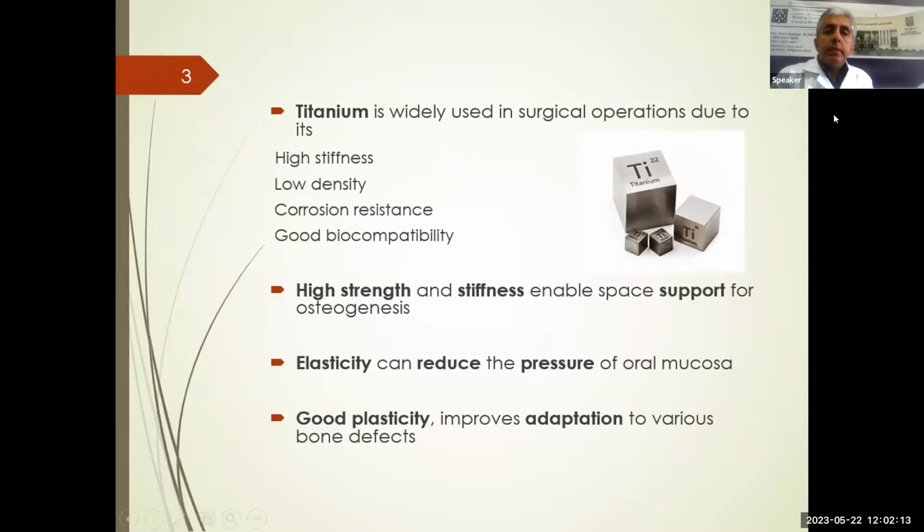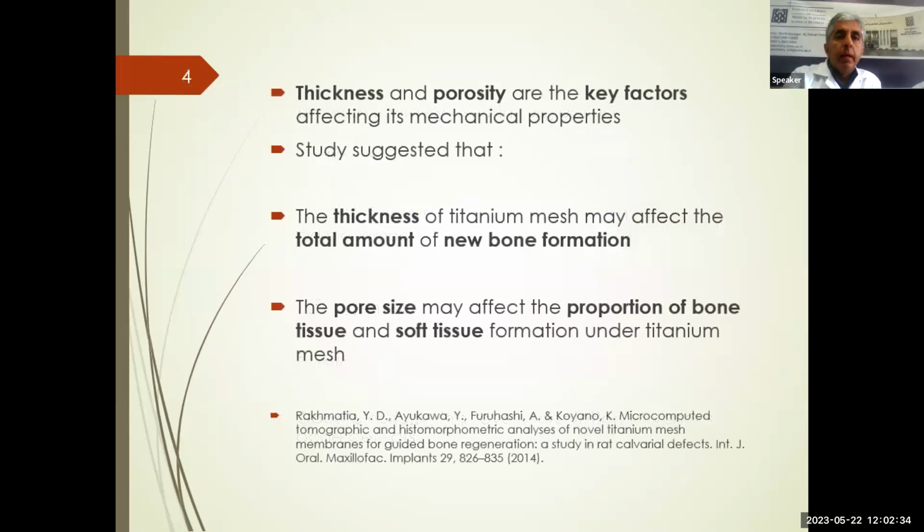High strength and stiffness enable us to support the osteogenesis and to support spaces, and elasticity can reduce the pressure on the oral mucosa, and good plasticity improves the adaptation to various bone defects. Thickness and porosity are the key factors affecting the mechanical properties. Studies suggested that the thickness of titanium affected the total amount of new bone formation. About pore size on the titanium mesh, pore size may affect the proportion of bone tissue and soft tissue formation under the titanium mesh.